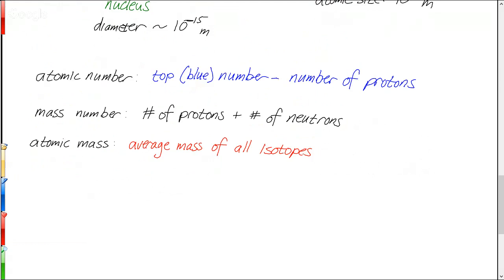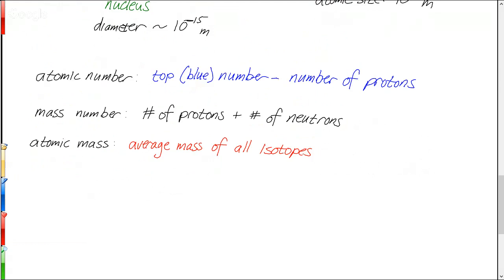That's a carbon with a mass number of 12. But there's also carbon 13 and there's also carbon 14. Those all have different mass numbers, 12, 13, and 14. But we average those together to get the number that you see up on the periodic table, which is why those are all decimal numbers, because they're actually averages of the masses.